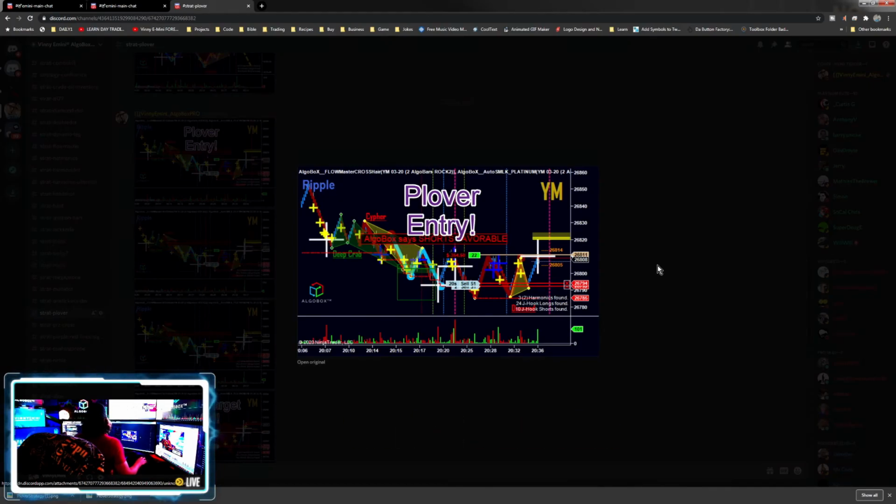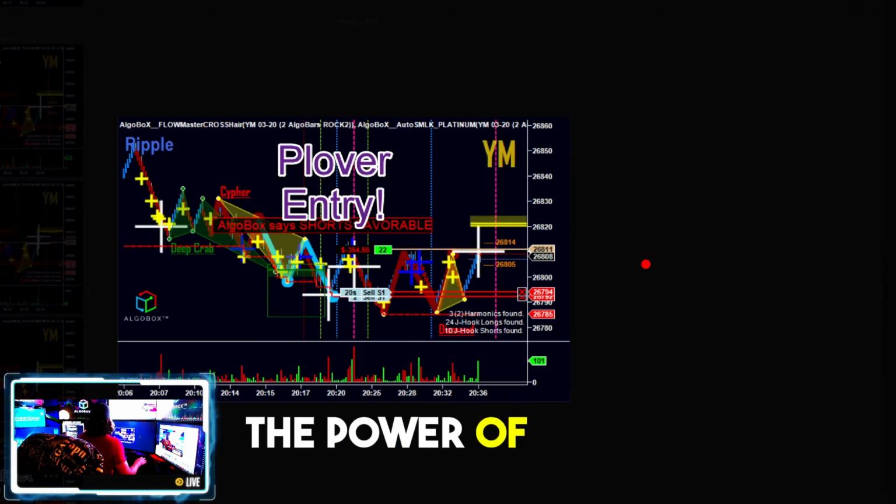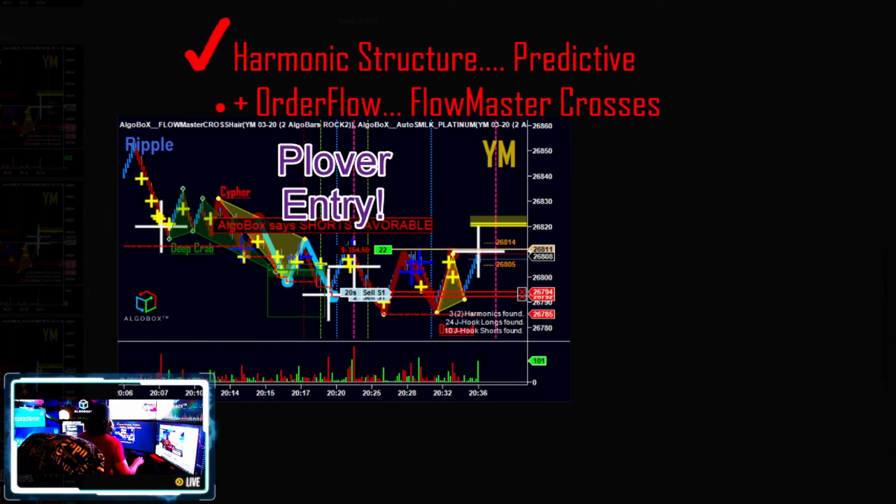The Plover. What exactly is the Plover? We are combining the power of order flow plus a harmonic structure. Two components we're going to need for this: the harmonic structure, predictive. Now, if you're not familiar with the harmonic structures that we post forward, we are showing you the end result of a harmonic before it reaches that location.